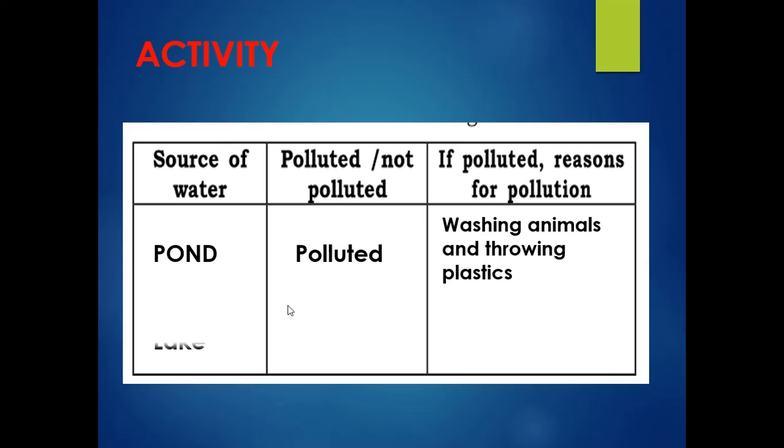Here I have shown one more example, a lake. This lake is not polluted. If it is not polluted, we don't have to write any reason. If it is polluted, we have to write the reasons for pollution. You have to complete this in your reader. Okay, children.